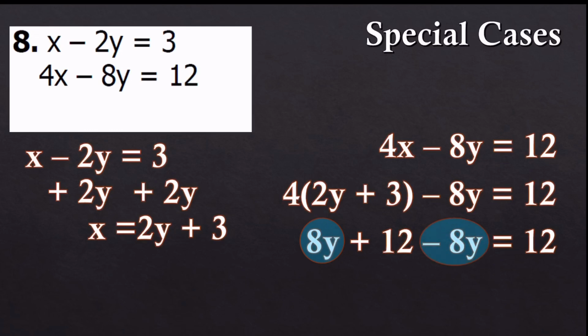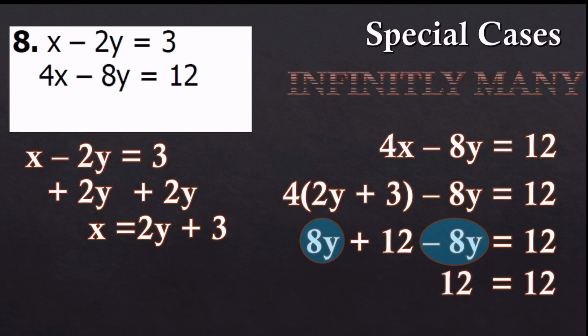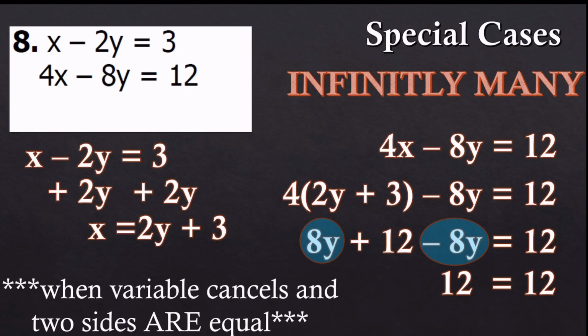8 minus 8y leaves me with 12 equals 12. So my question for you, will 12 always equal 12? The answer is yes. So that is infinitely many. You have infinitely many when the variable cancels and the two sides are equal. So please write that down. You need to know what it means when you get down to this point and the variables are gone.